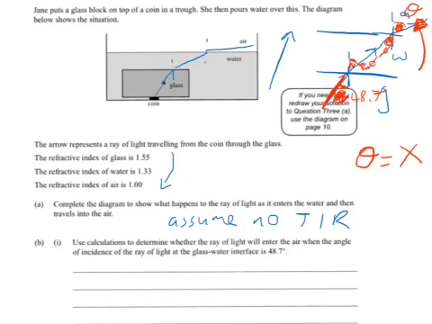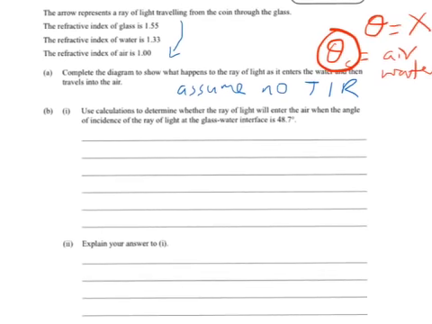We could try and find the critical angle for the air-water boundary, and then calculate what this angle phi is going to be. If phi is greater than that critical angle for the air-water boundary, then we know that there's not going to be any light rays passing through. But let's just proceed. What are we going to use? We're going to use Snell's law.